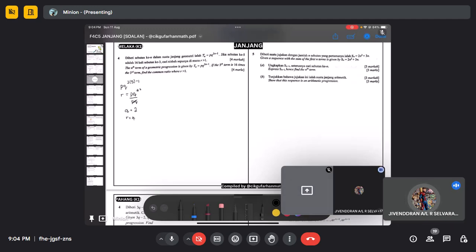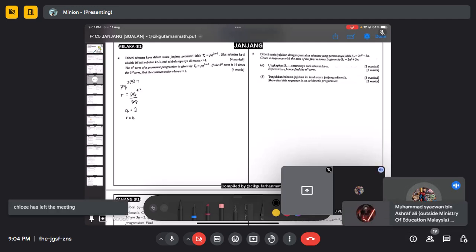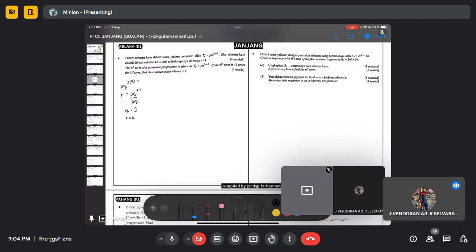So after you find the q value, you can find the r value also, which will be r equals 4. So that's the answer.